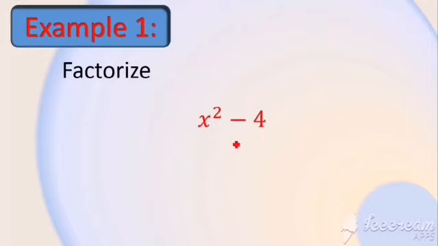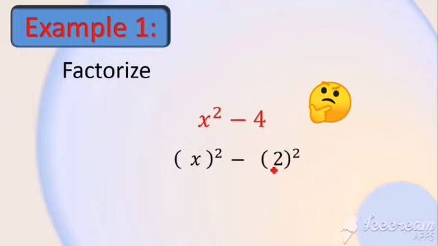Now let's try to factorize together. Example 1, x squared minus 4. Before you start factorizing, what is the first step you have to do? I have to make sure that it is a difference between two squares. X to the power 2 is x squared. 4 is 2 squared. So it is a difference between two squares.